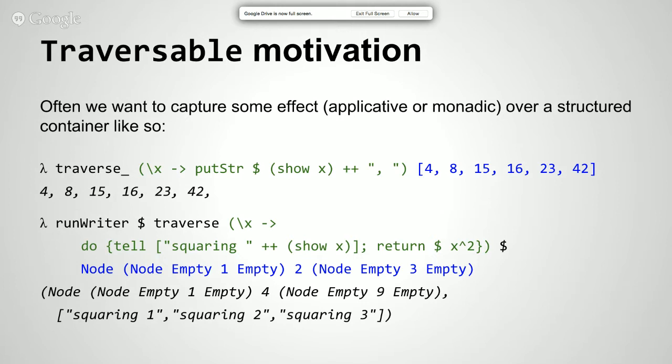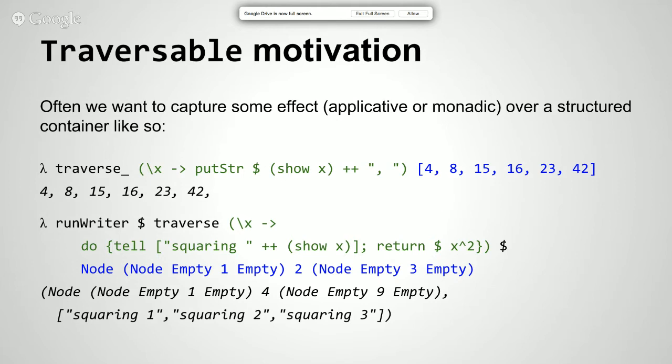The second example is one in the writer monad, where our traversal is: first tell, that is, put something into the log of the writer monad, that you're squaring it, and then return the square. We apply that to this tree, which has a 1, a 2, and a 3 in it, and we get back as the return value the tree with 1, 4, and 9. And in our log, we get squaring 1, squaring 2, squaring 3.